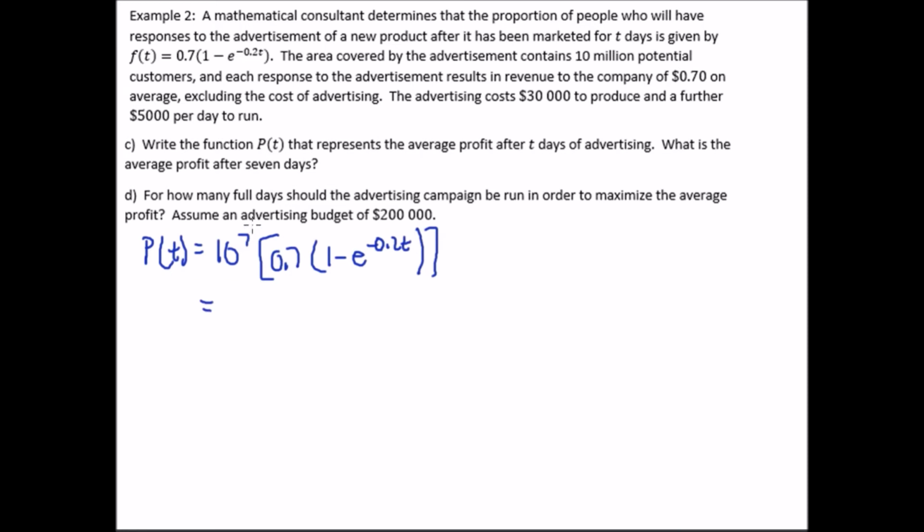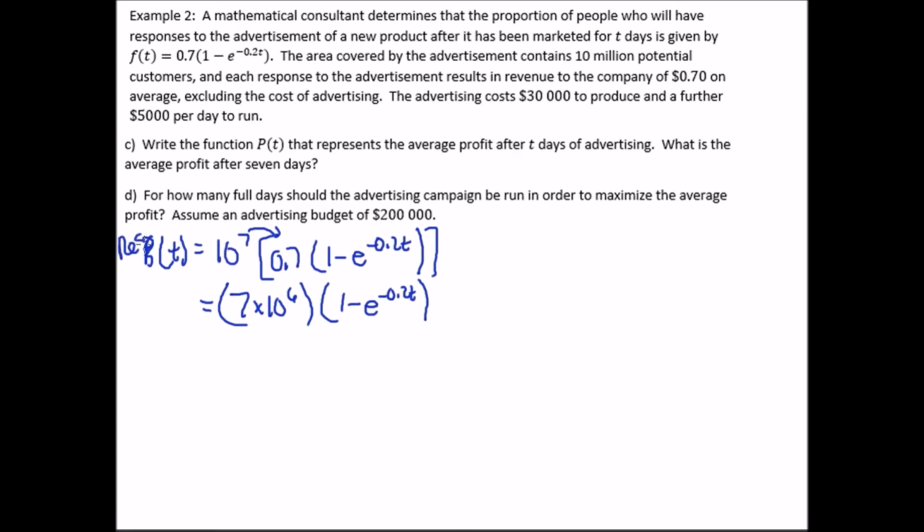Okay, if we multiply this 10 to the 7 by 0.7, we're going to get 7 times 10 to the power of 6. And then we're going to get 1 minus e to the negative 0.2t. We're not at profit yet.